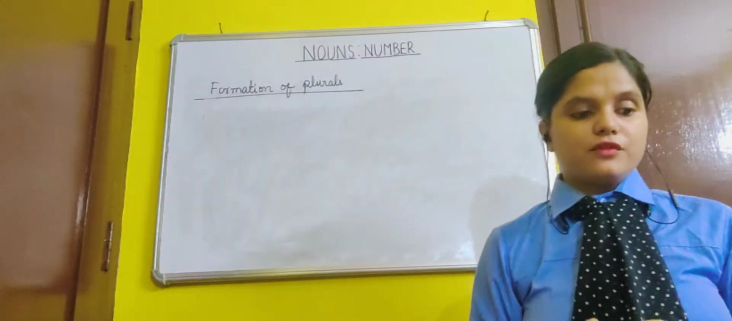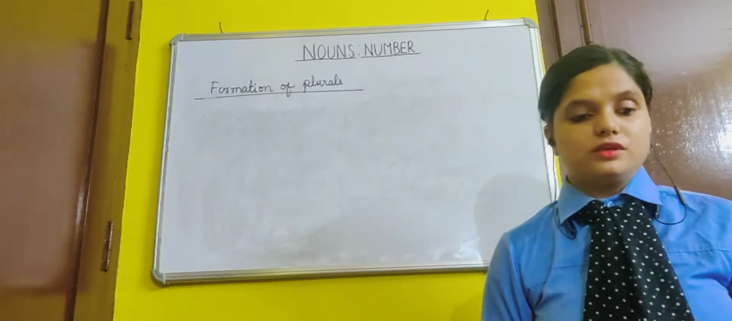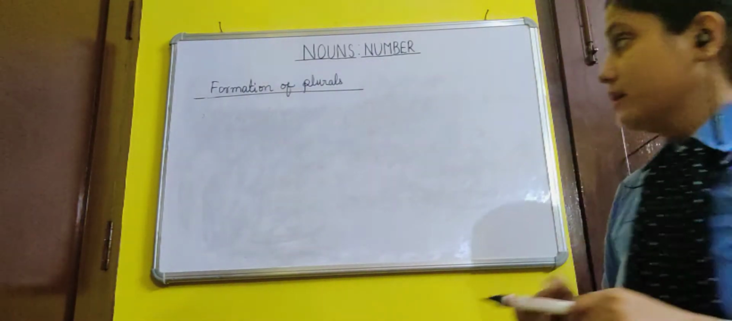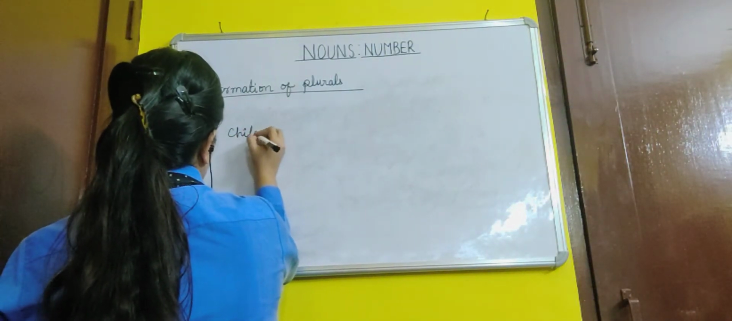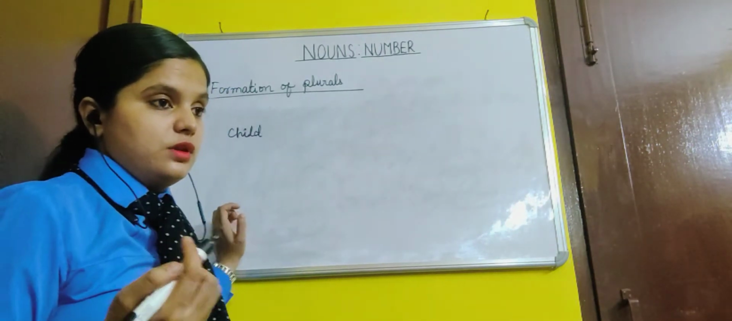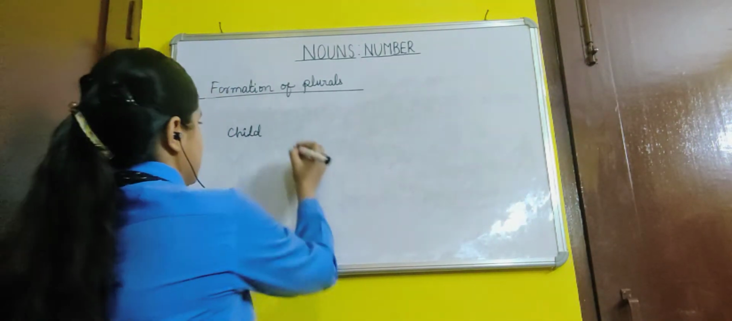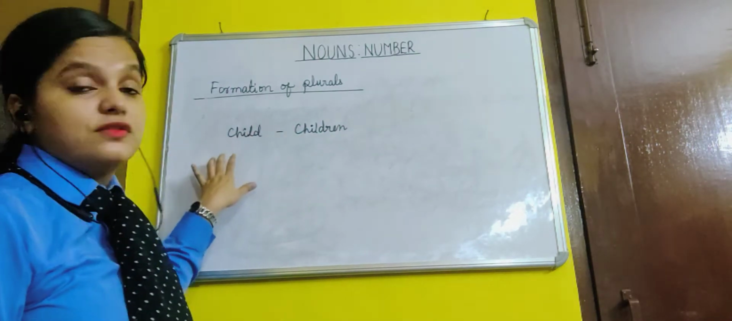Okay, so there are few nouns where you cannot apply any of these rules, like the word child. Any of these rules will not be applicable here. So its plural form will be children. Okay, so children is the plural form of child.